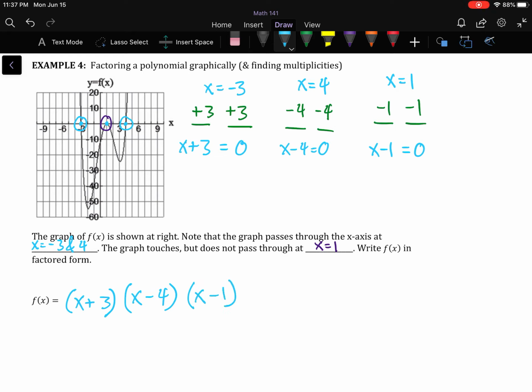However, since this last factor represents a root that bounces at the x-axis, we give it a degree of 2. We will talk more about this at the end. We see that our first two factors each had degree 1, and this last one has degree 2. And adding them up equals 4, which is the degree of our equation.